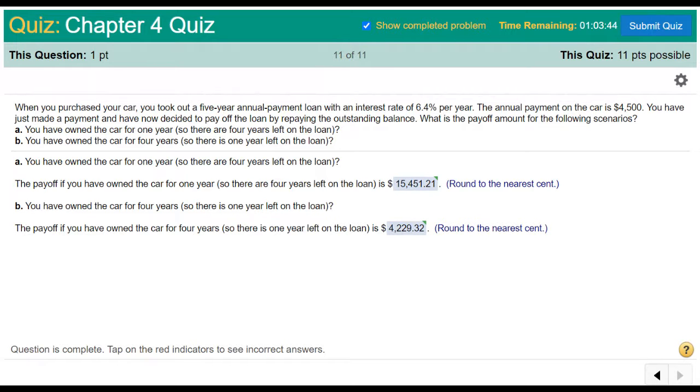Okay. And then for the next one, you do the same thing. N equals 1. IY equals 6.4. Right? Payment is 4,500. Future value is 0. And then compute for present value. And you should come out to that.